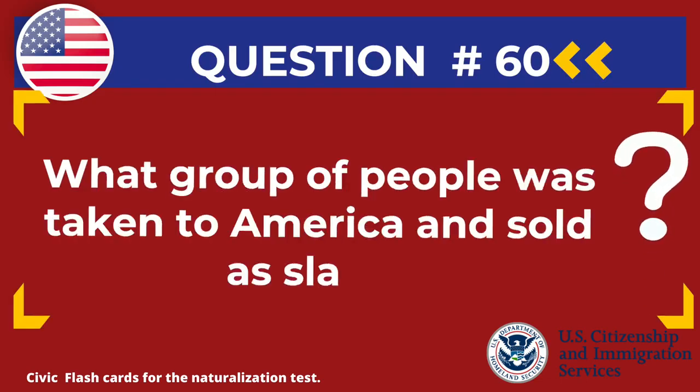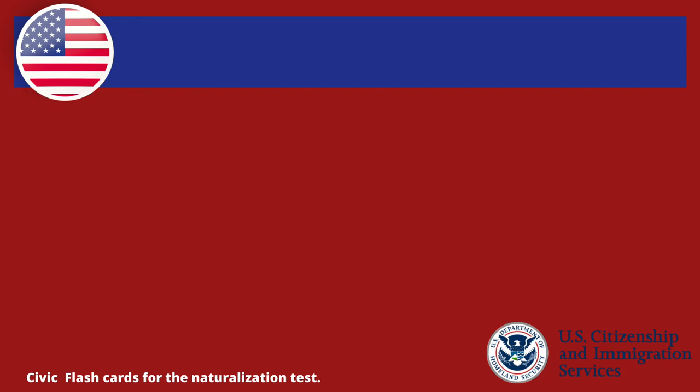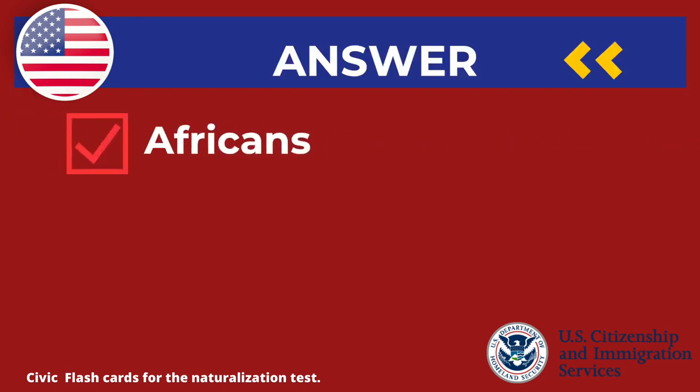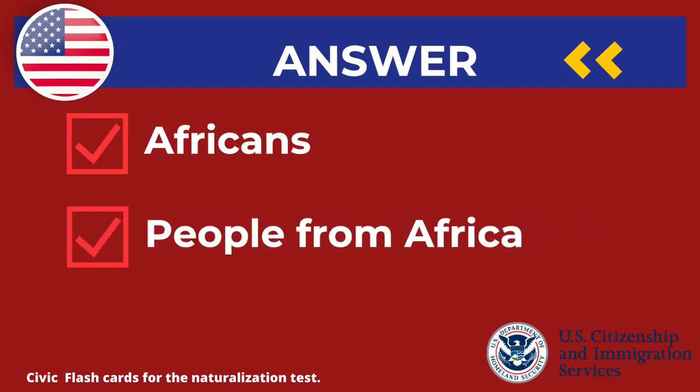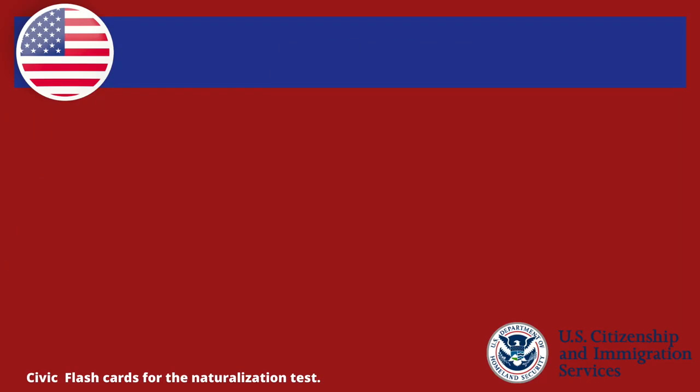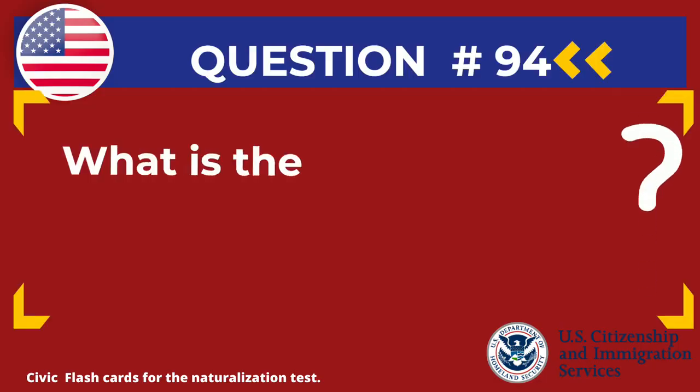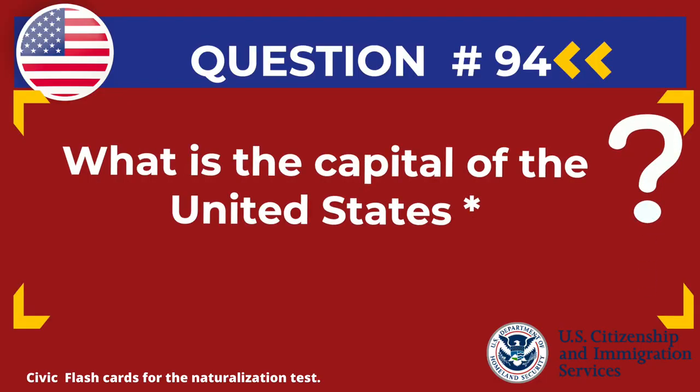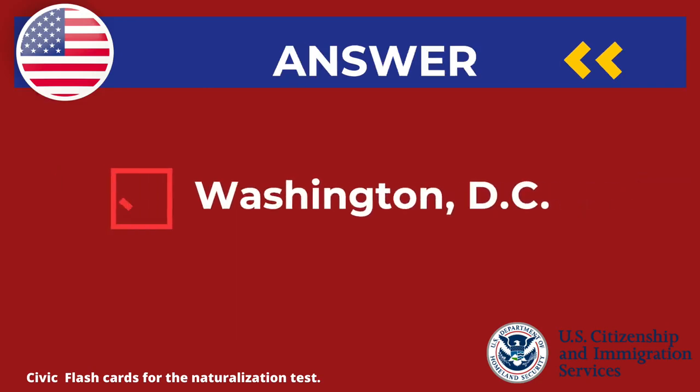What group of people was taken to America and sold as slaves? Africans. People from Africa. What is the capital of the United States? Washington, D.C.